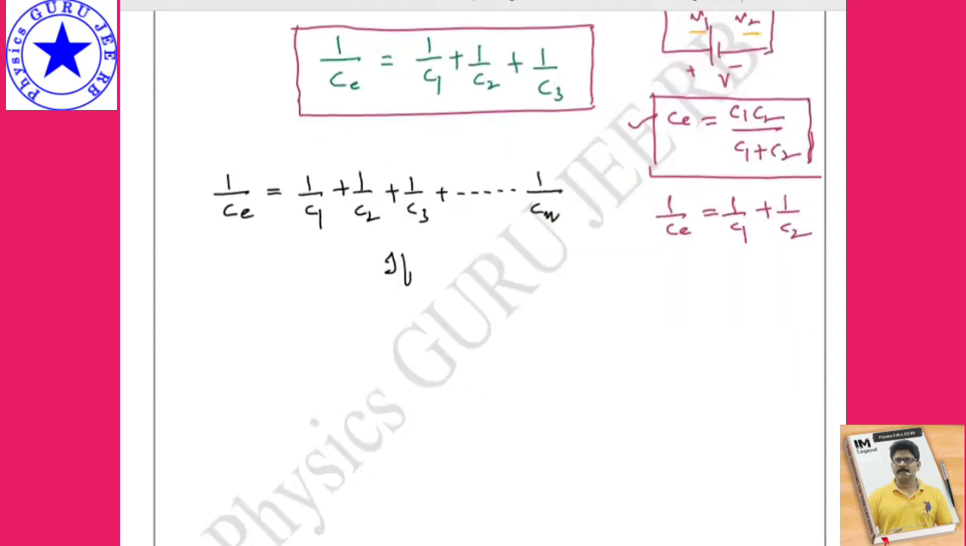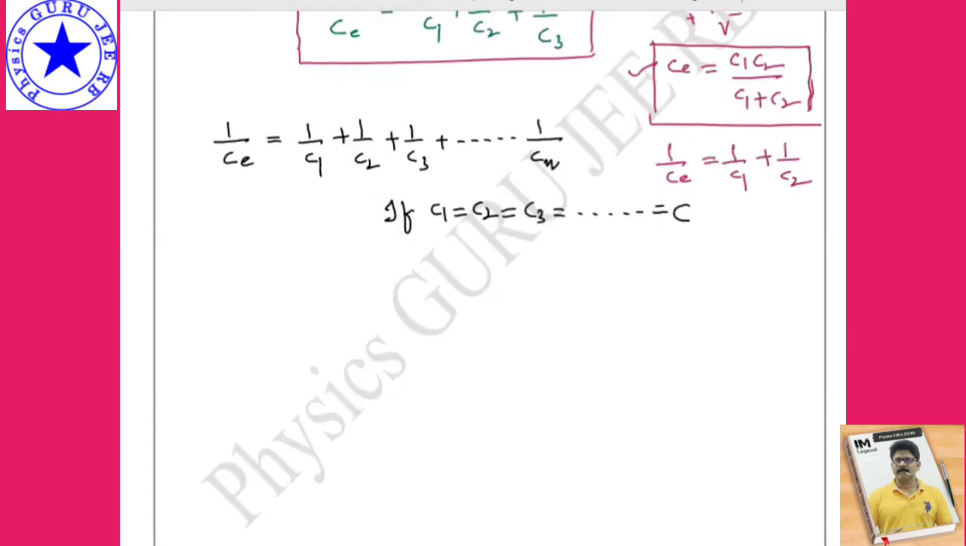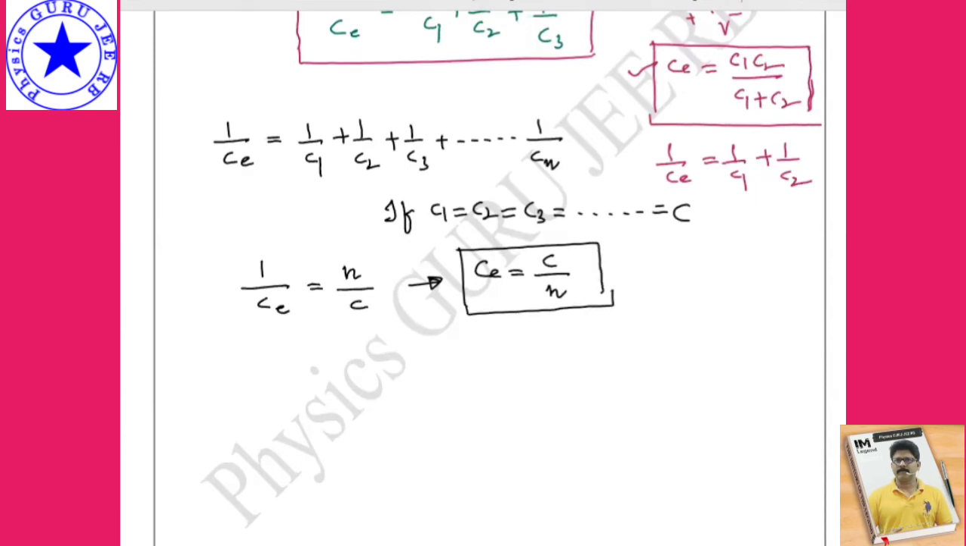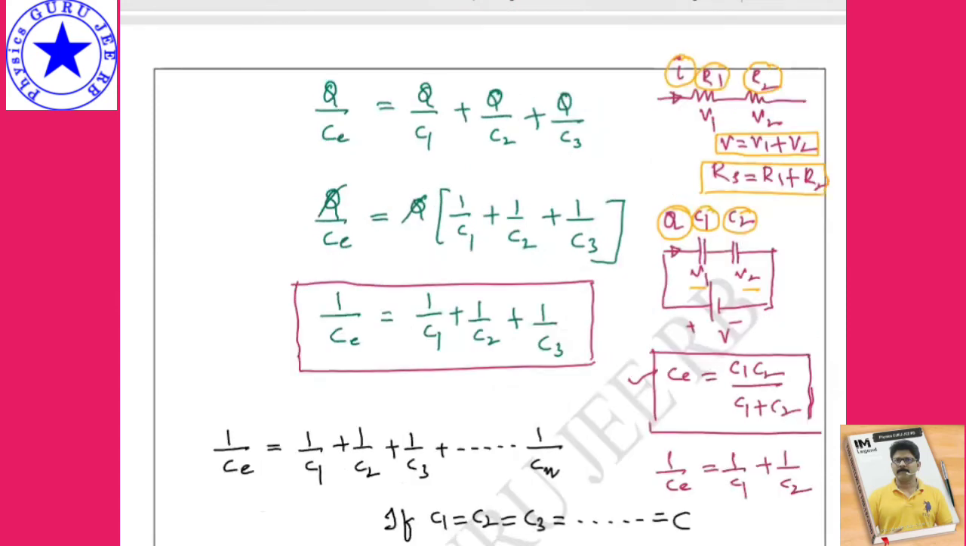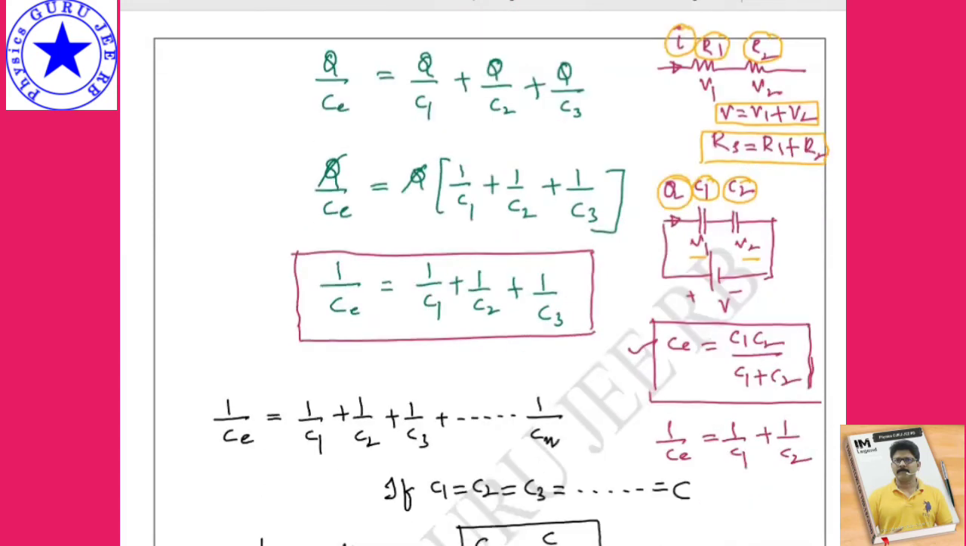If C1 equals C2 equals C3 and so on equals C, so all magnitudes are equal, then 1 by C effective is N by C, or C effective is equal to C by N. So effective capacitance is decreasing by N times. Hope this is clear for n number of capacitors. Is it clear to all of you? Have any doubts? Let me know.